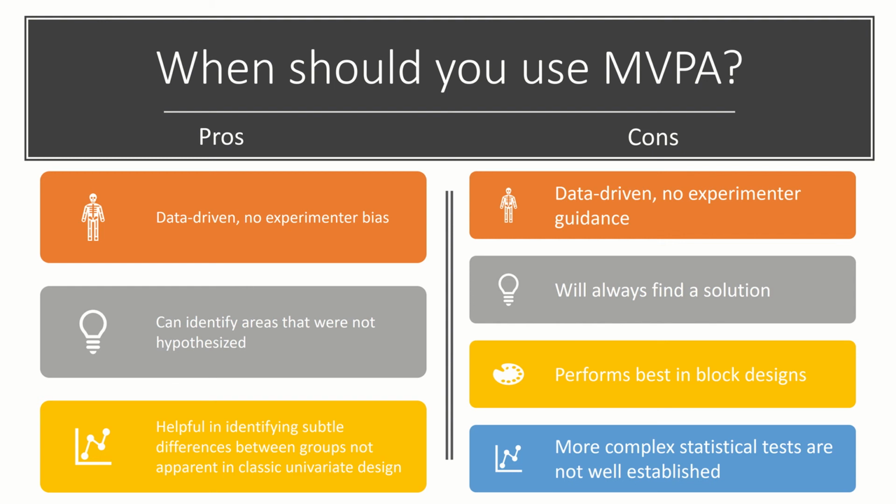Can I add an example there on the pro side? This idea that you might not find the same result in a traditional univariate design. One of the big examples in our lab's work is emotion-specific effects on brain activation, so differences between different emotions, like anger versus fear versus sadness.